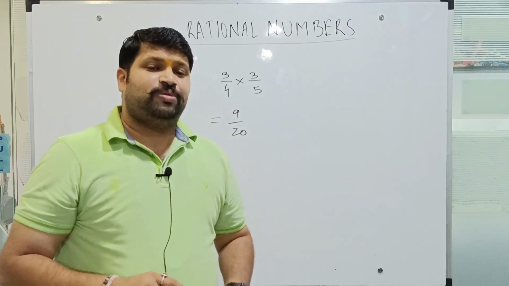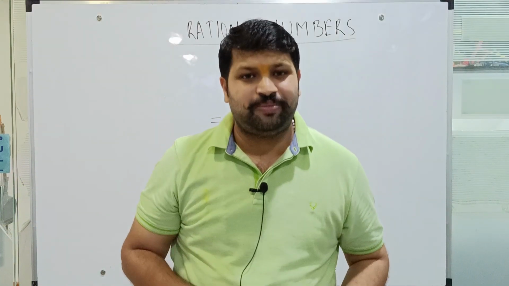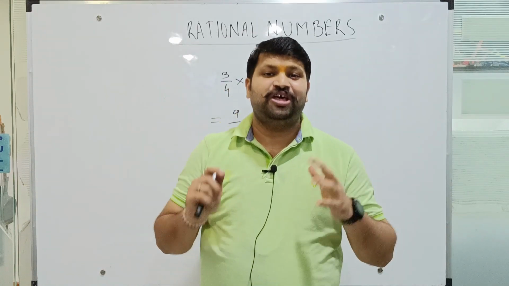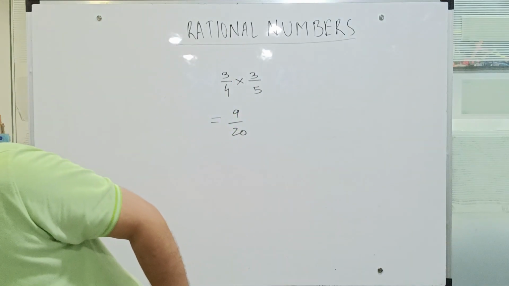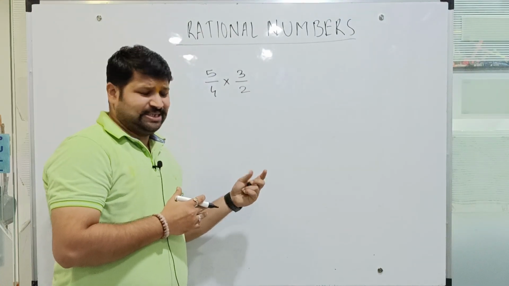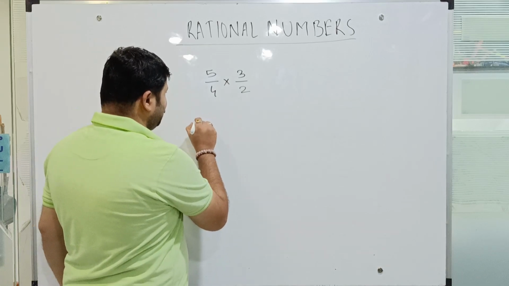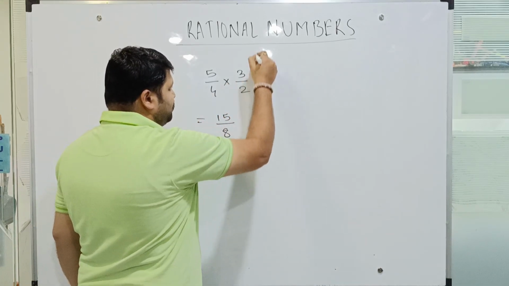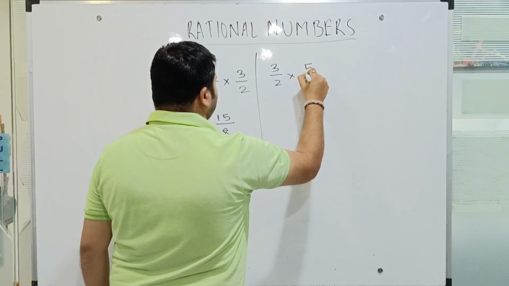Let's go ahead to the next property, that is the commutative property, which tells us if you change the order of multiplication, the final answer would remain the same. So let's see if it works or not. Let us take this example. I have 3 upon 4 multiplied by 3 upon 2. The answer would be 15 upon 8. Now, if I reverse the order, I'll get exactly the same answer.